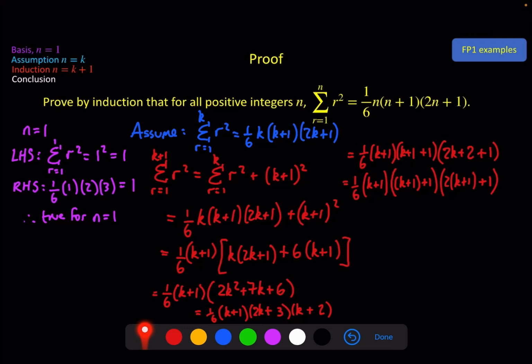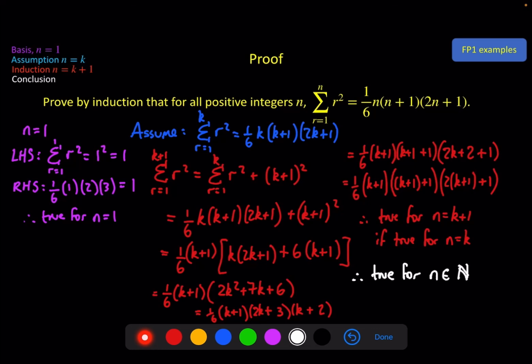So I've done the inductive proof step, but I should still be really clear in my exam. Therefore, true for n equals k plus 1 if true for n equals k, because we used n equals k as an assumption. But we know it's true for n equals 1, therefore it must be true for all of the others. And there we go.